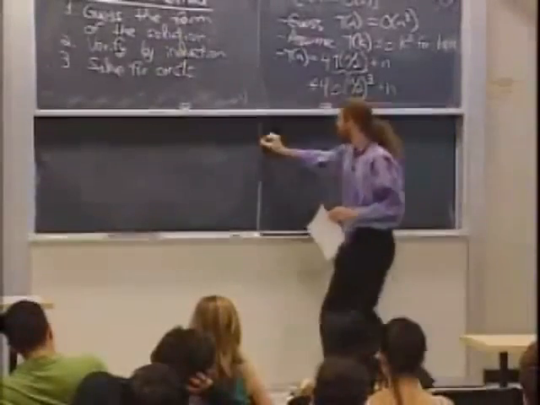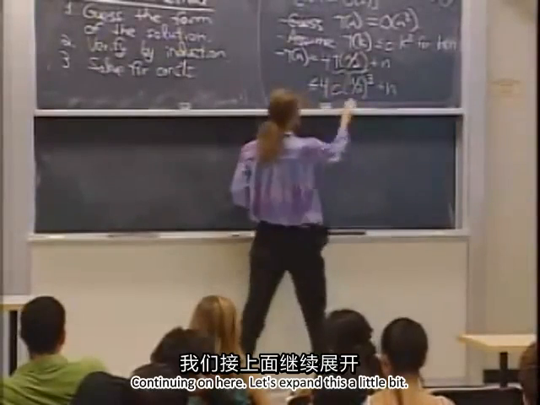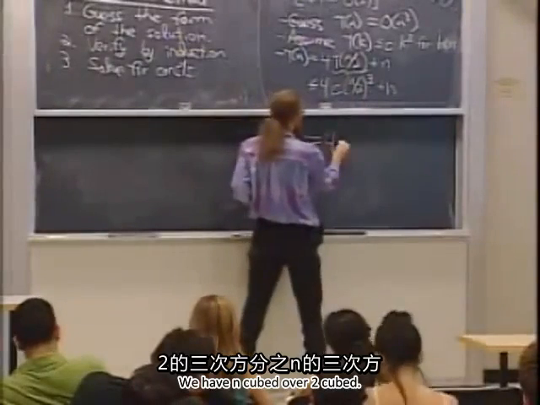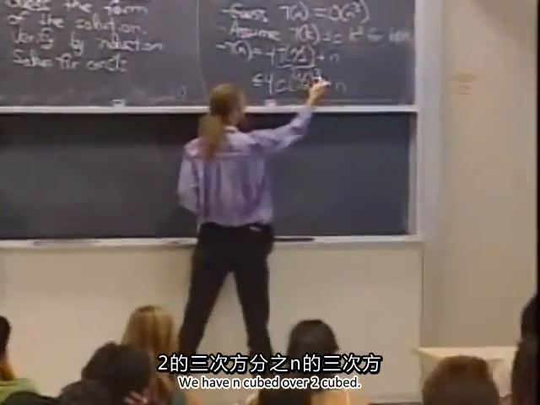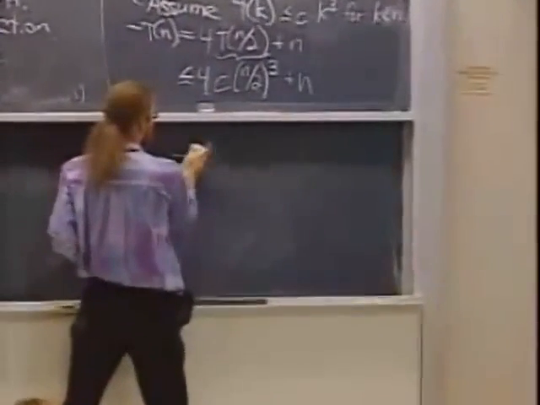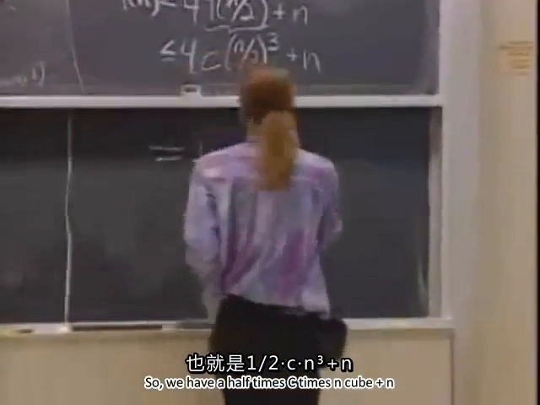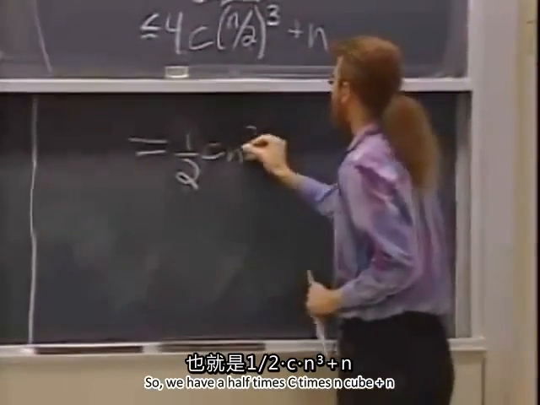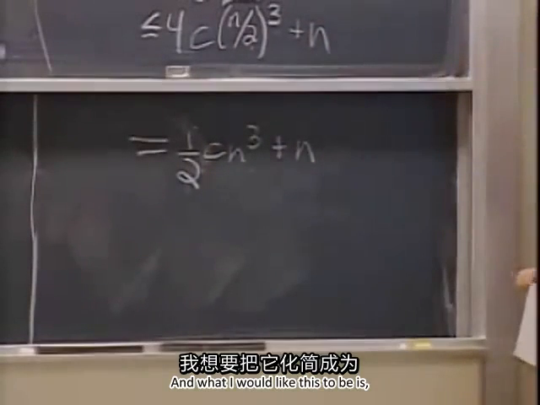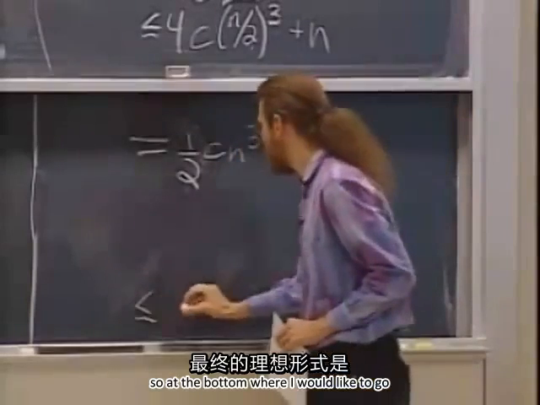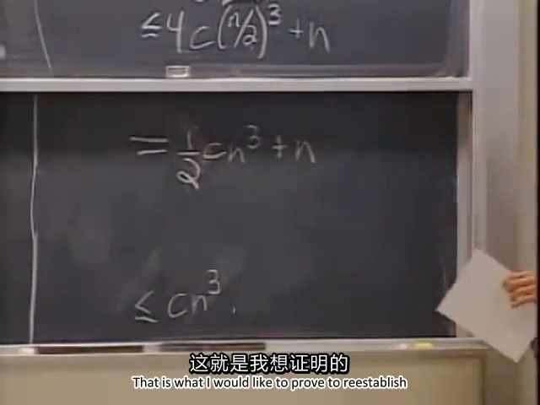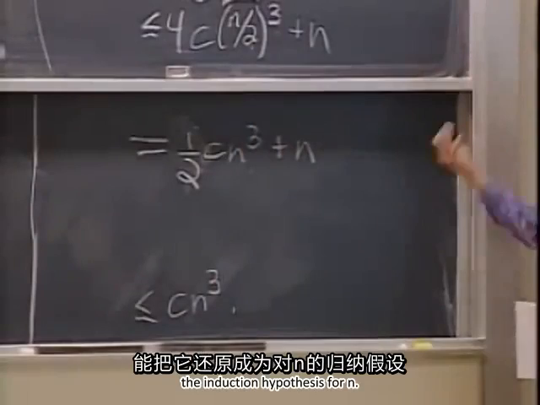Okay, so continuing on here, let's expand this a little bit. So we have n cubed over 2 cubed. 2 cubed is 8, so 4 over 8 is a half. So we have a half times c times n cubed plus n. And what I'd like, at the bottom where I'd like to go, is that this is at most c times n cubed. That's what I'd like to prove to reestablish the induction hypothesis for n.